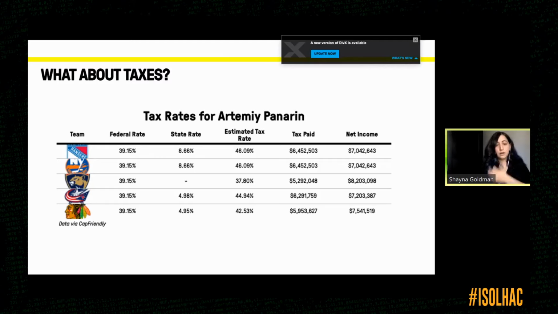And we can see the differences between playing in a no income tax state like Florida versus New York. This is a tool on CapFriendly that is available for everyone. It is not exact, but it does give you a good estimate.